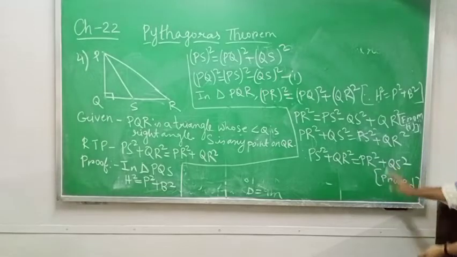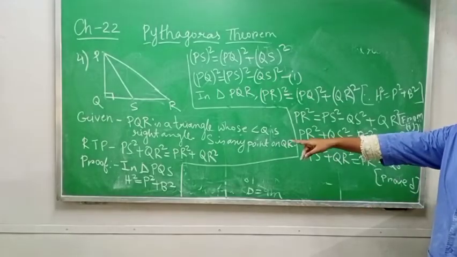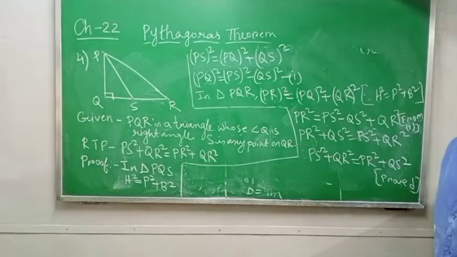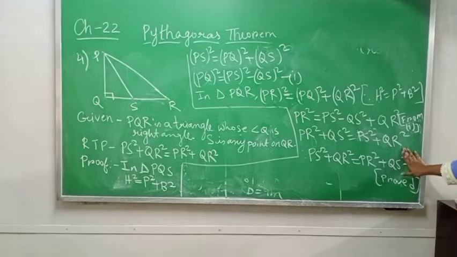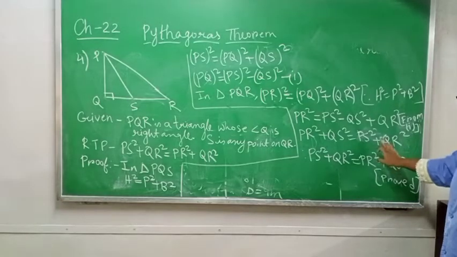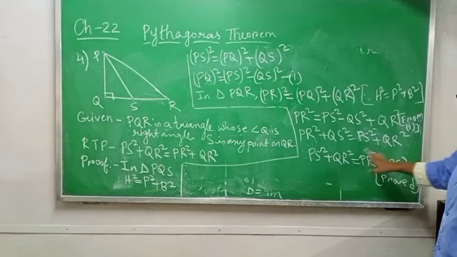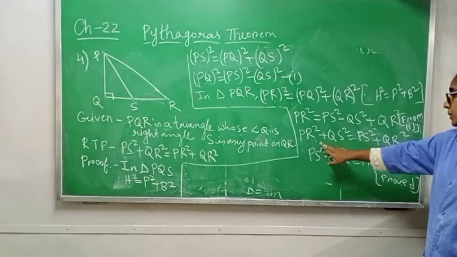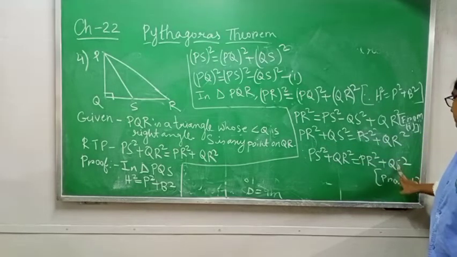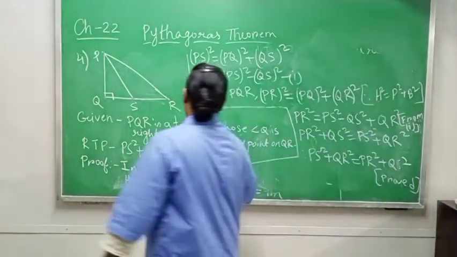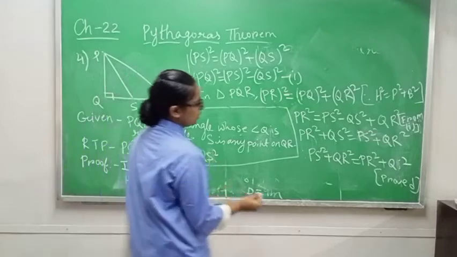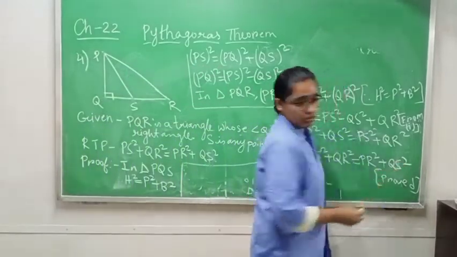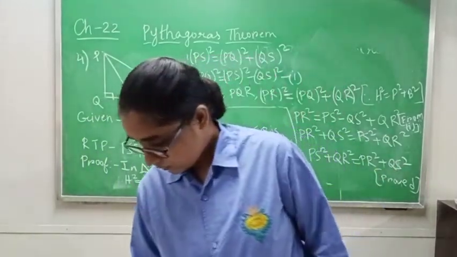Now you can see you have proved already. In proving part, in RTP part, PS square plus QR square equals to PR square plus QS square. Same thing you are getting here. PS square plus QR square, then PR square, and this one will be QS. Okay, make it QS square. Okay, complete this one.